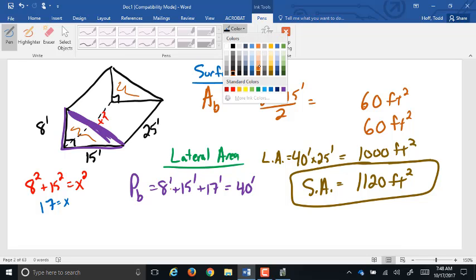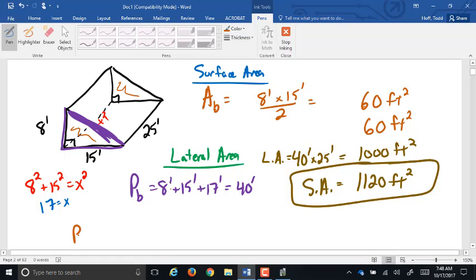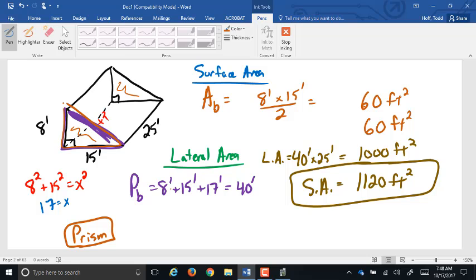There is a word for these kind of shapes, by the way. It's called a prism. A prism is just any solid object that has polygons for bases and then rectangles for the lateral surfaces. That's what a prism is.